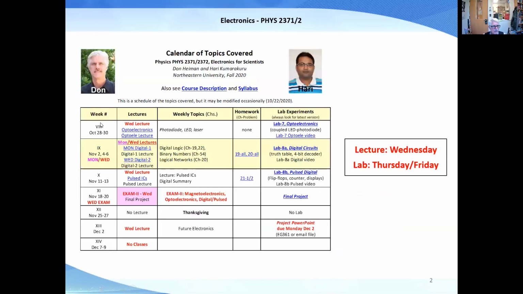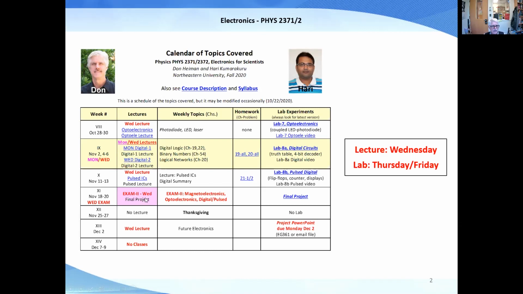So here we are, week 9. We're going to start digital electronics. This week, we're going to have two lectures today and Wednesday, and then you'll do an experiment this week. And then there'll be one lecture next week on Wednesday, pulsed ICs, and then you'll do another experiment next week, and then there's only one lab report due for these 2 weeks. That's why I've called the labs 8A and 8B down here.